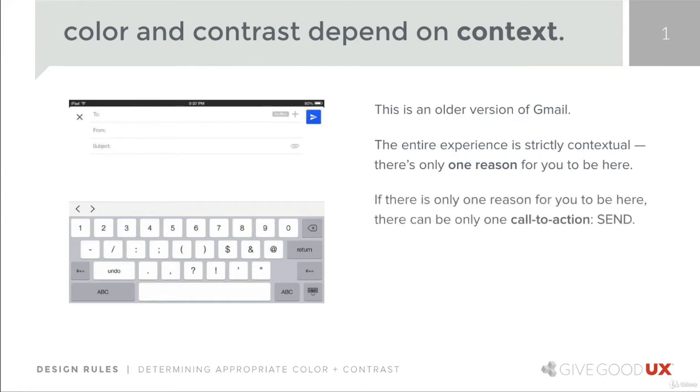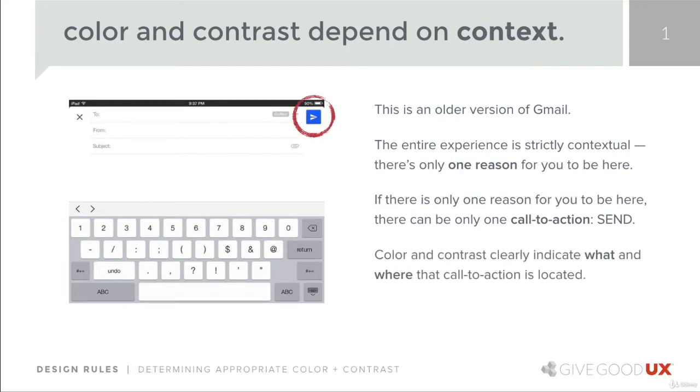So, if there's only one reason for you to be here, there can really only be one call to action, and that is send. Color and contrast in this case clearly indicate what and where that call to action is located. Now, in the article I referenced, one of the interesting things that this gentleman was talking about is the fact that that symbol, that sort of weird paper airplane shape, really has no literal bearing on what we're doing. We're not sending anything through the air, okay? And there's no label, and it's not a button that says send.